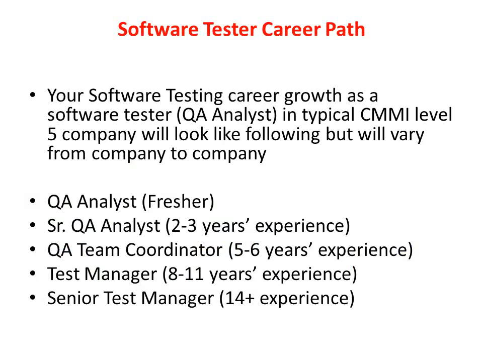If you want to become a software tester as a career path, you have to choose it as a career path. Every testing career path has a typical CMMI level. The structure in a CMMI level 5 company will look like the following, but will vary from company to company. They will hire a QA analyst as a fresher, then senior QA analyst with 2 to 3 years of experience, quality analyst as team coordinator with 5 to 6 years of experience, test manager with 8 to 11 years of experience, and senior test manager with 14 plus years of experience. So these are the basic needs of software testing.